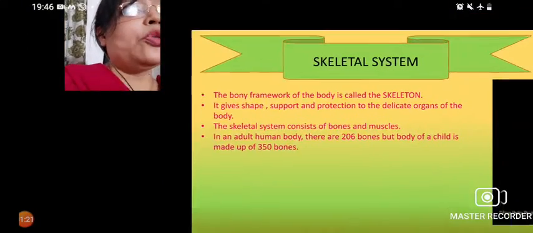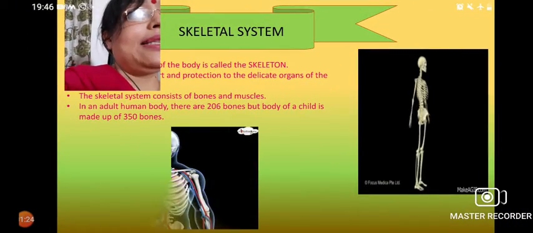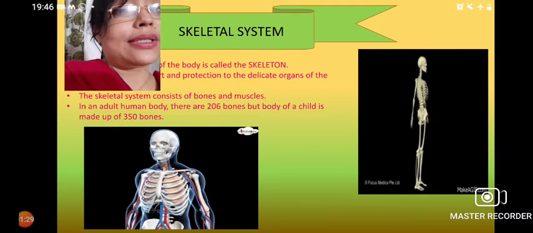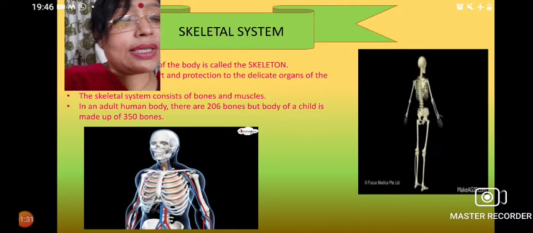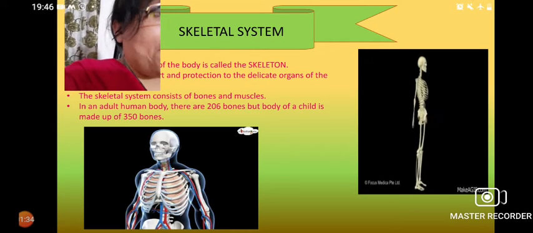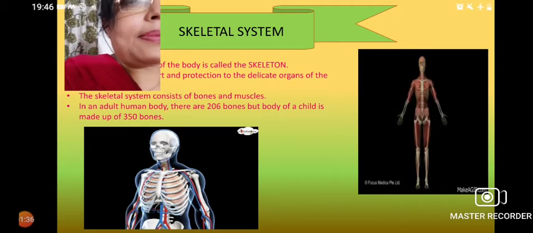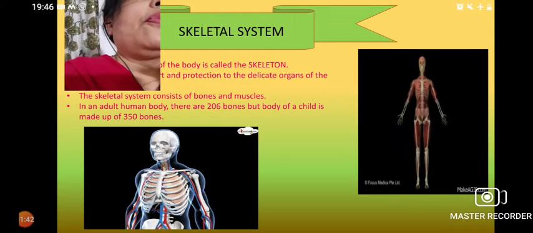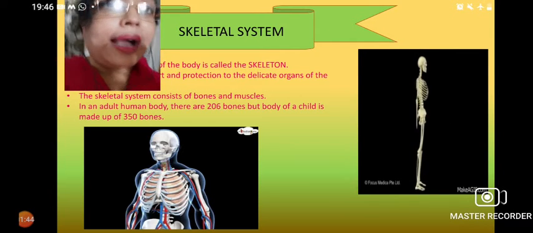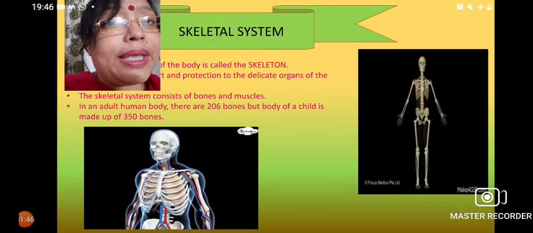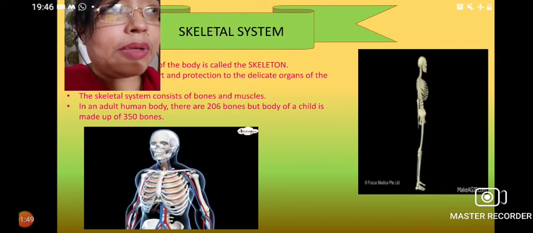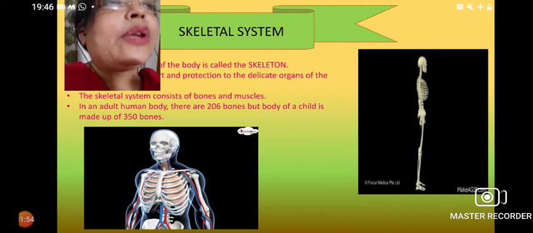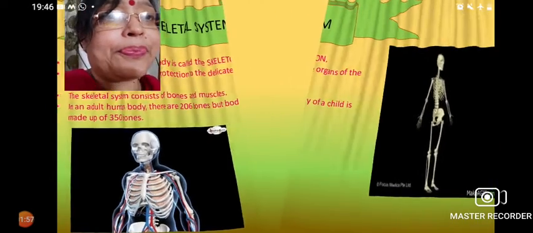All of you perhaps know that an adult human being has around 206 bones. That means 206 bones are present, but a child's body is made up of 350 bones. Later on, these bones fuse together to form the 206 bones in the adult human body. So we can say that an adult human body contains 206 bones. Let's see how many and what type of bones are present here.